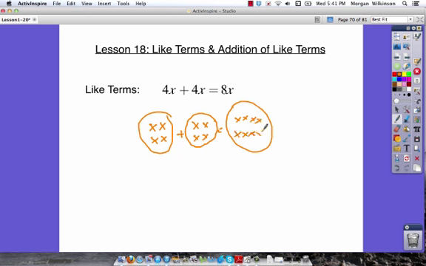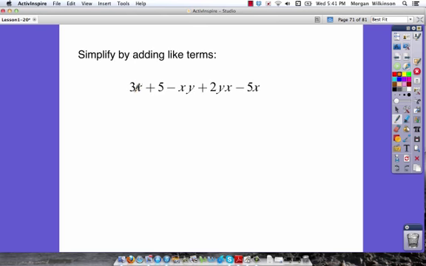Now when we're working with like terms, we're always going to have to look at our coefficient and our variable or number attached to it in order to figure out what our like terms will be and how to add them together. Let's look at a couple problems today. First one is to simplify by adding like terms. We've got 3x plus 5 minus xy plus 2yx minus 5x. Now, remember, a like term will always have exactly the same variable.